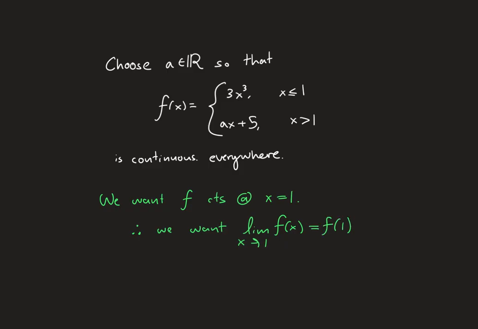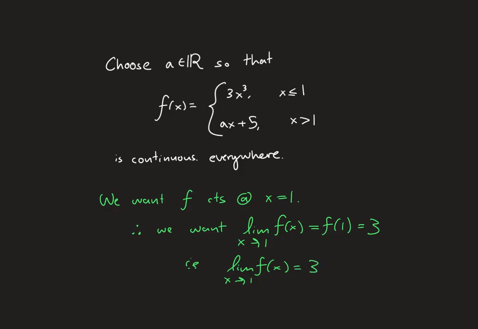Now notice, f of 1 in this case is actually given to us. If we're trying to figure out what f of 1 is, we have to figure out what part of our function is actually allowed to take in x equals 1. And it's going to be this top part, because in this top part, x is less than or equal to 1. That means if we're going to plug 1 in, we plug 1 into this part. 3 times 1 cubed is just equal to 3. So in other words, we want the limit as x approaches 1 of f of x to equal 3.